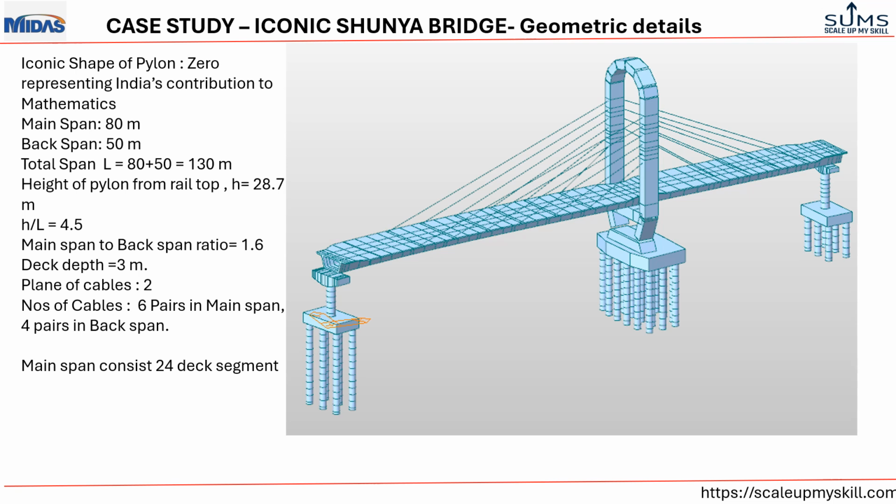and it has two plane cables. There are a total of 10 pairs of stay cables, where 6 pairs are used in the main span and 4 pairs are used in the back span. The main span of the deck has 24 deck segments.